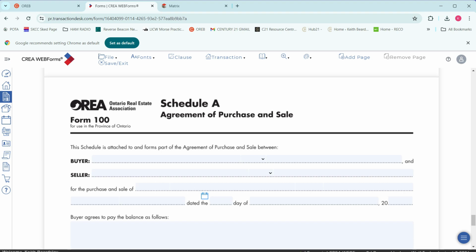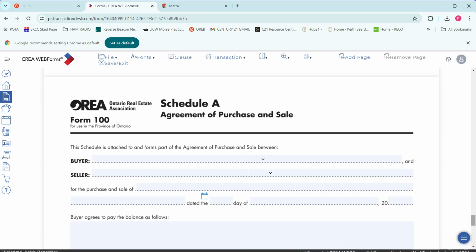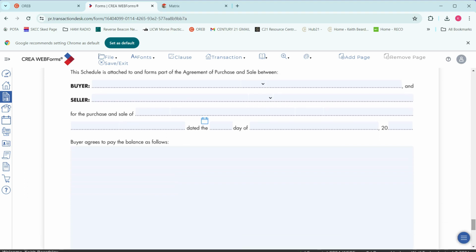So obviously there's the buyers, there's the sellers, same as before. And it's again for the purchase and sale of, that's going to be your address. This will be the date that you're putting the offer in. So the address of the property, the date that you're submitting it. And that's extremely important to get right.